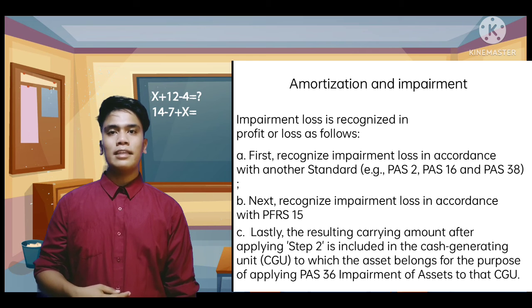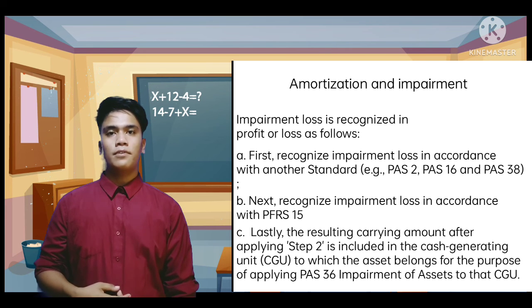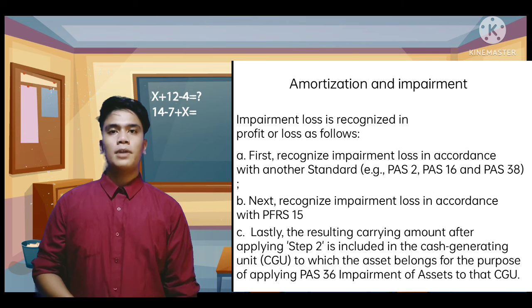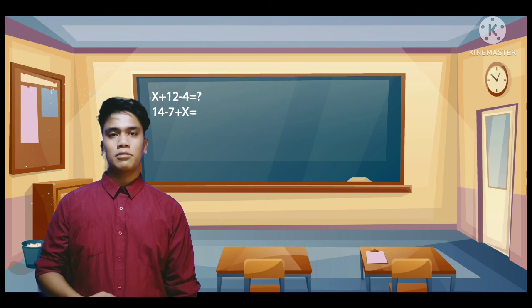Lastly, the resulting carrying amount after applying step 2 is included in the cash generating unit to which the asset belongs for the purpose of applying PAS 36, impairment of assets, to that CGU. Profit or loss is recorded once the impairment is reversed. However, the reversal should not result in a rise in the asset carrying value over the amount that would have been determined, net of amortization, if no impairment loss had previously been recognized.